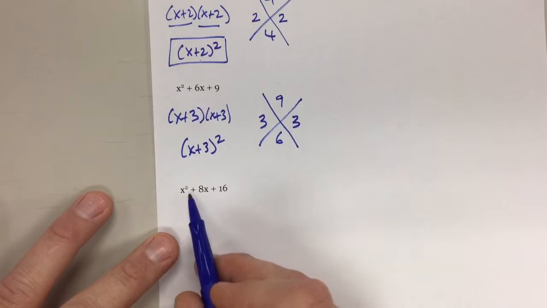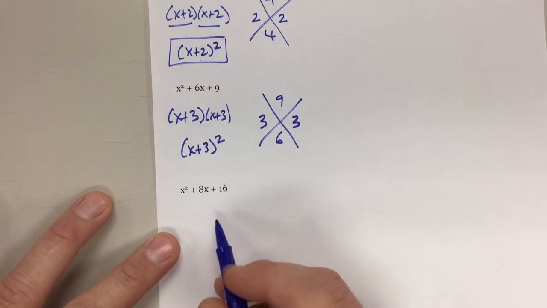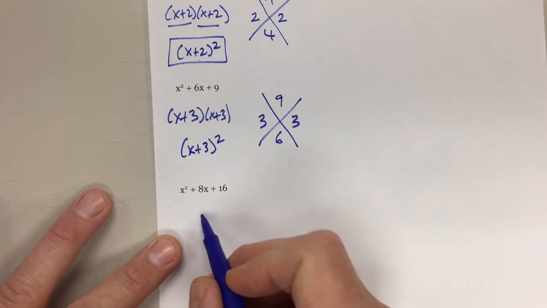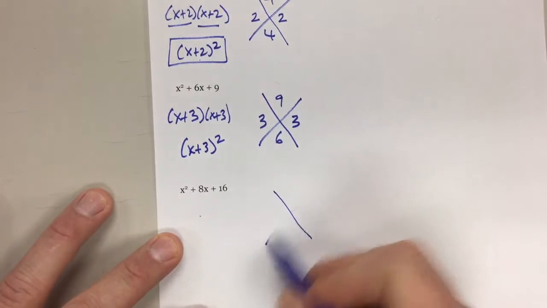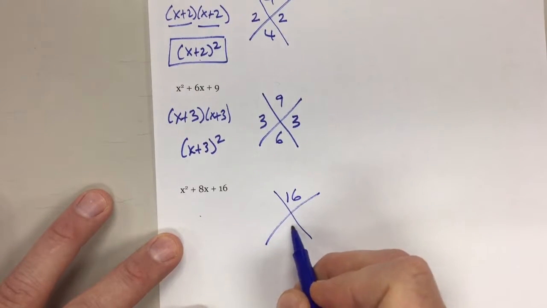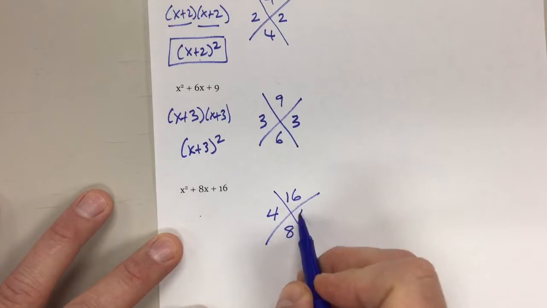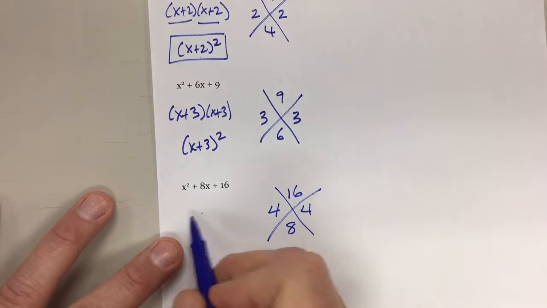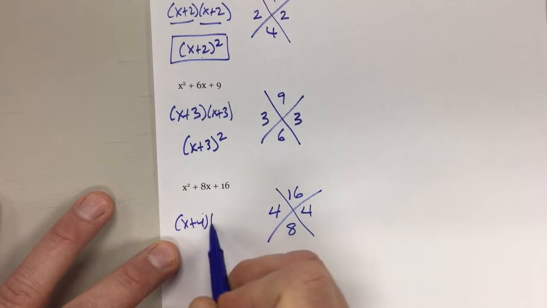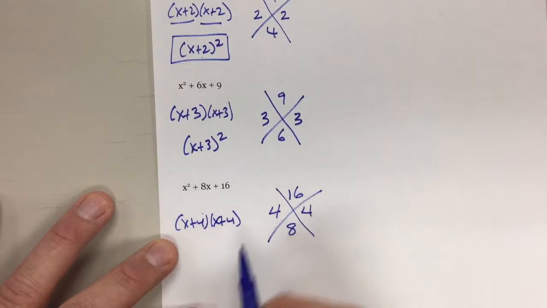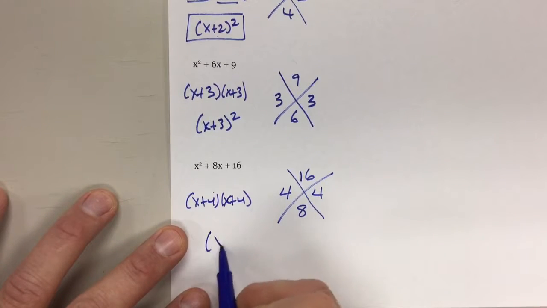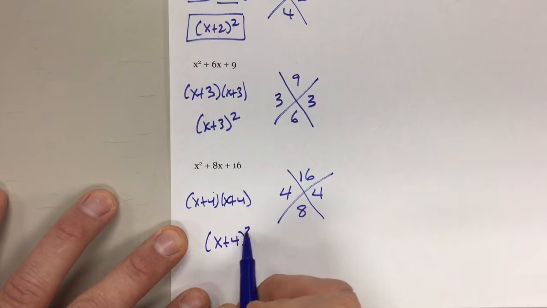Now, the last example, I have x squared plus 8x plus 16. So I can write that as two factors that multiply to be 16 and add to be 8. So obviously 4 and 4 are the answers. So it's x plus 4 times x plus 4 are the factors. But I can write it as a perfect square trinomial and say x plus 4 squared.